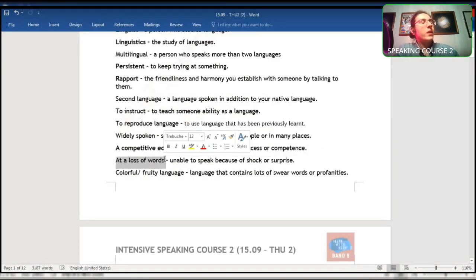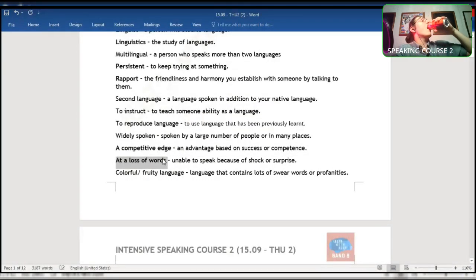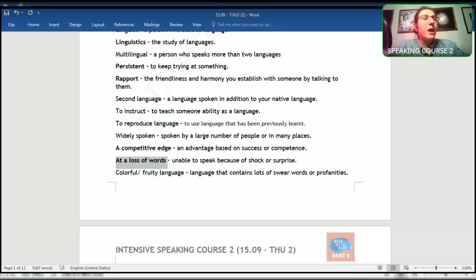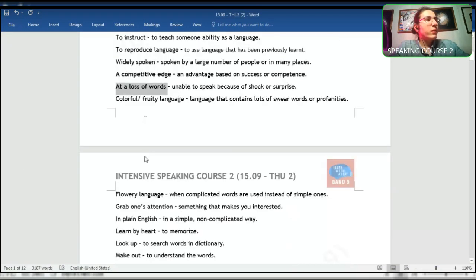This phrase is also really, really nice. At a loss for words. I'm going to explain what this means in a sec. You can say at a loss for words, F-O-R, not four. At a loss for words means whenever you don't know what to say, basically. Whenever you are lost in your words, you don't know how to explain yourself, you don't know how to describe how you're feeling, that is called at a loss for words. Great phrase, I recommend you use it. Really cool stuff. Okay, let's move on.